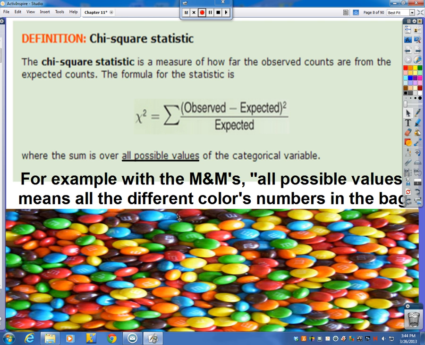Basically, what it's saying is we are going to add up, that's what our capital sigma represents. We do have a lowercase sigma, which represents our population standard deviation. But with a capital sigma, we're going to add together all of the differences of our observed and expected counts, square them, and then divide by the expected count. For example, if we were looking at the M&Ms, the sum is over all possible values of the categorical variable. All possible values means we're going to have to do this for each color. And then we're going to add together all those results to get the overall chi-squared value.